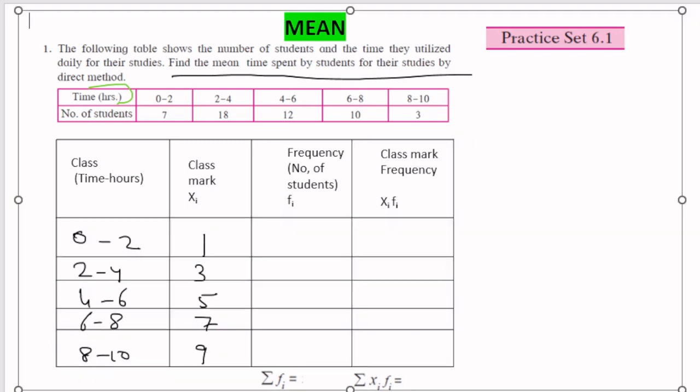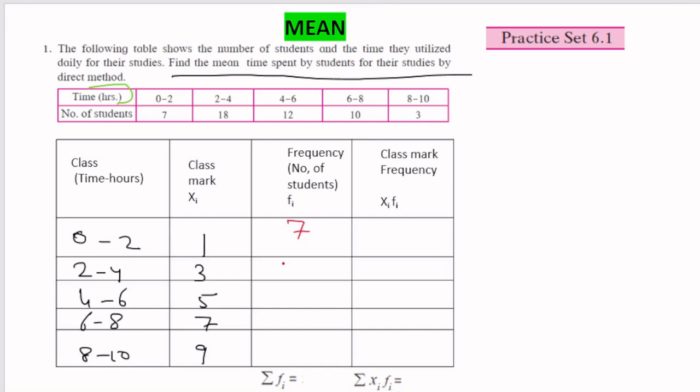Now let's write the frequency. The number of students in this one is 7. In this bracket we have 18. In this bracket we have 12. In this bracket we have 10. And in this bracket we have 3. Now add all these: 18 plus 7 is 25, plus 12 is 37, 47, this is nothing but 50. Now we got summation of fi is 50. That is nothing but n is equal to 50.